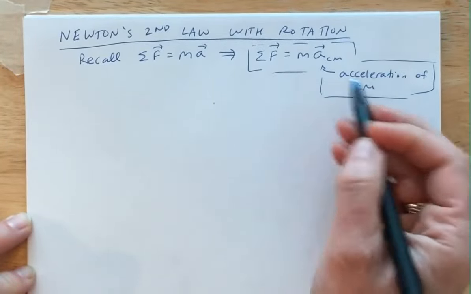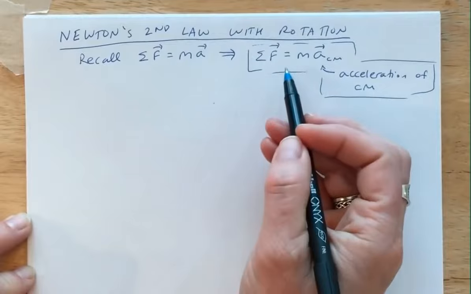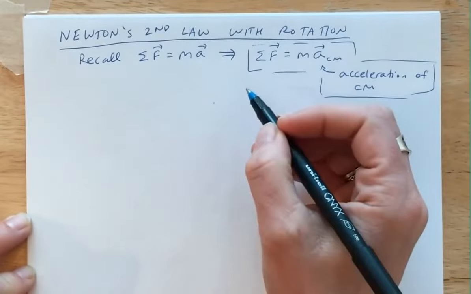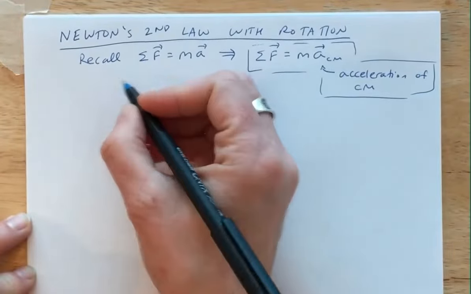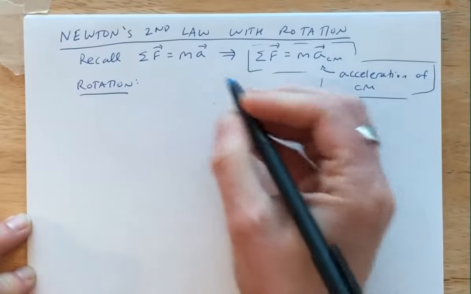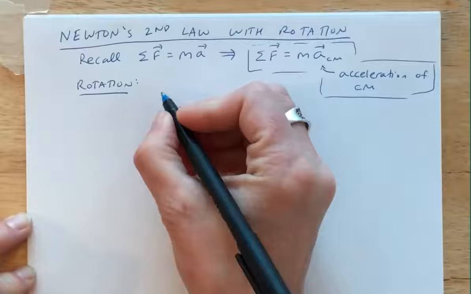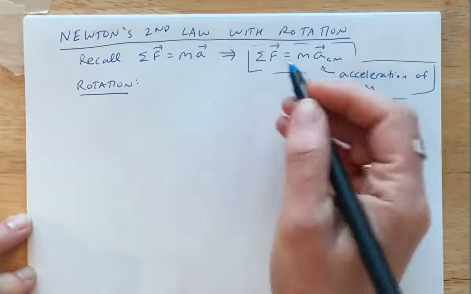Just clarified that this is now the acceleration of the motion of the center of mass, not of any particular point on the object, but just the center of mass. So for rotation, again, we're going to look at the analogous equation in rotational world to our linear terms.